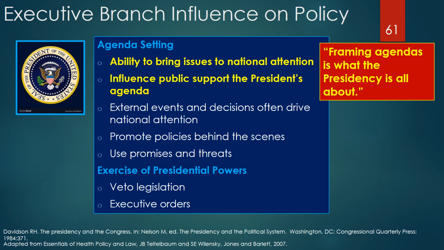This slide lists some key ways the President can influence policy in the United States. The President can set the nation's agenda by using the visibility and importance of the office to capture media attention and present messages and issues to the public. The President, from a bully pulpit, is often able to influence public support, forcing resistant politicians to support his or her agenda. Davidson said, "Framing agendas is what the presidency is all about."